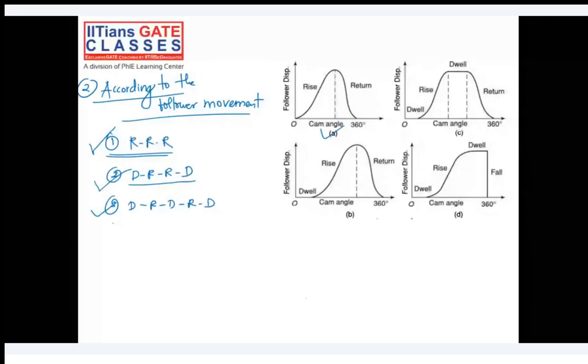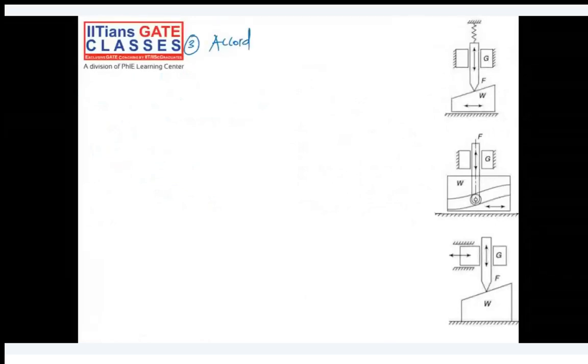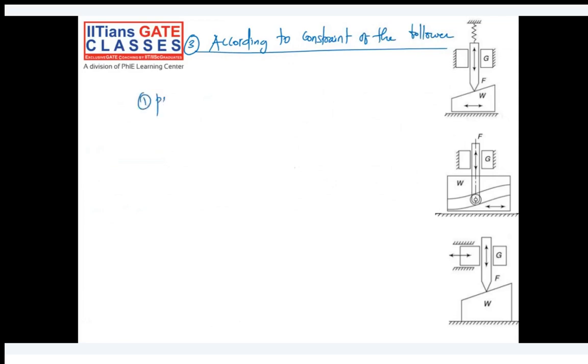Then the third classification is according to the constraint of the follower. First one is the preloaded spring cam. Okay, so in this figure, you can clearly see a preloaded compression spring we have used to keep contact between the cam and follower to make sure there is no uncertain behavior. Okay, so this is a preloaded spring cam, which we have already studied in previous figures.